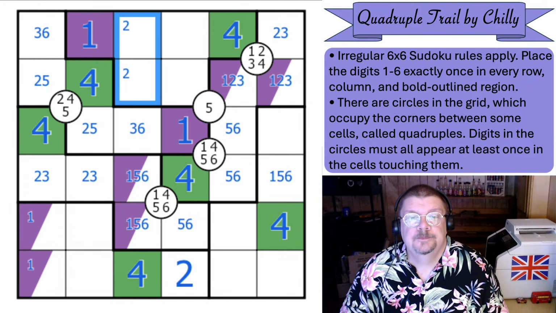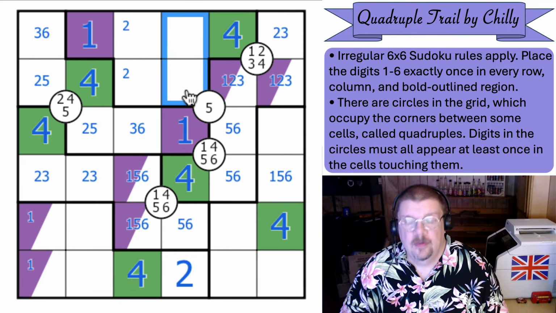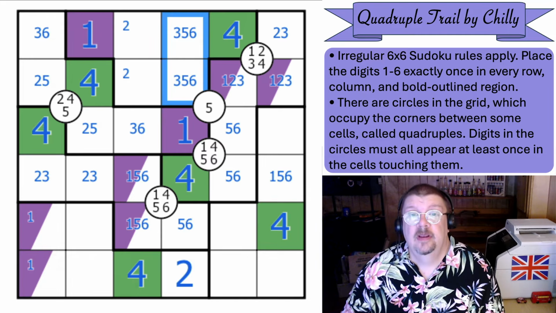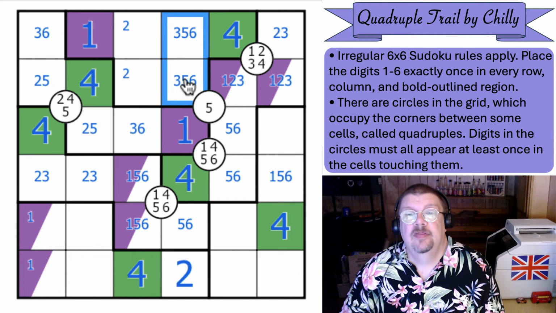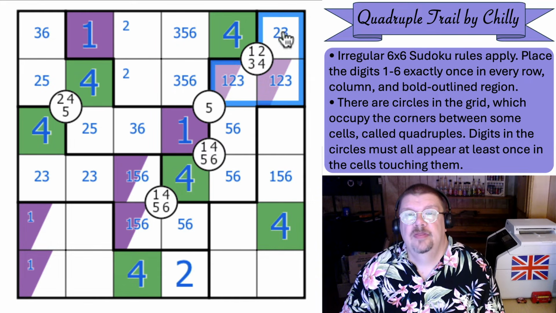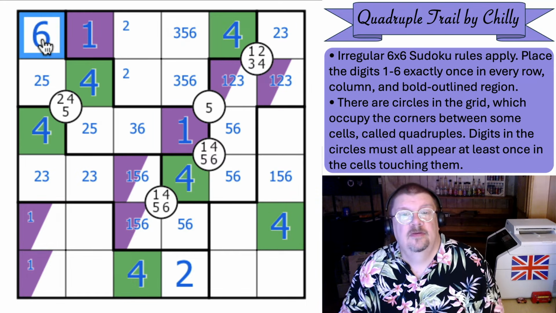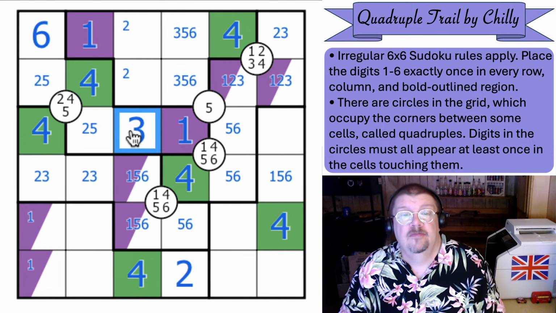Okay. So 3, looking in this column, that's 3, 5, and 6 in there. But we definitely have a 3 in one of those 2, and we have a 3 in one of those 3. And that's all of the 3s we expect to have in these 2 rows. So this must be a 6, which makes this a 3.